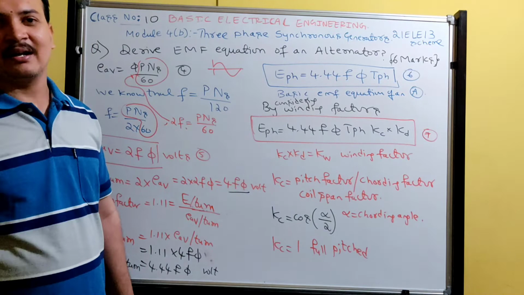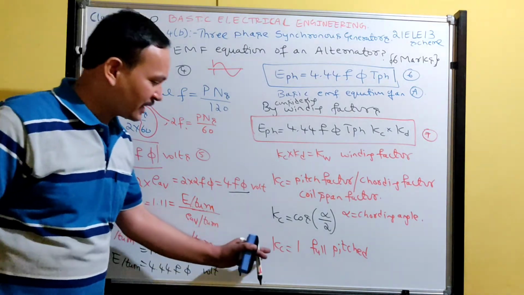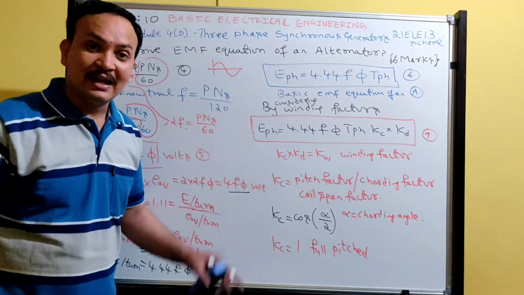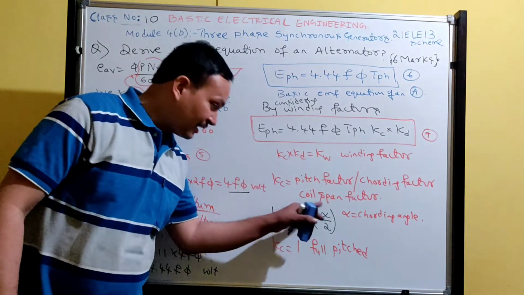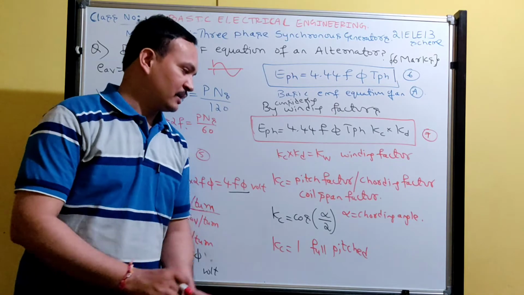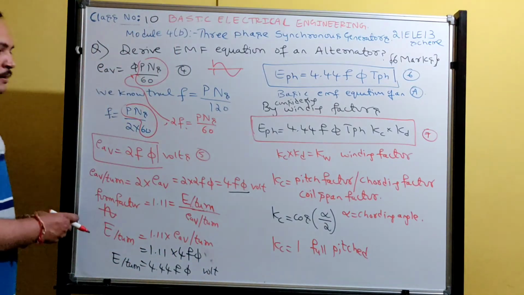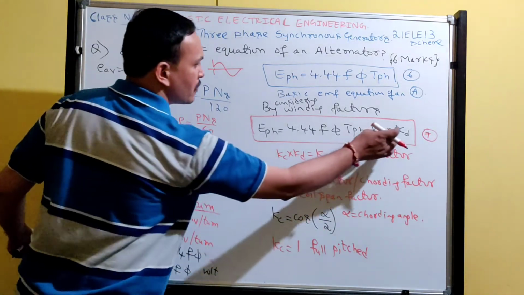At that time you take that value. When no data is given at all, you take full pitch only. Full pitch means Kc is equal to 1. Short pitch means you have to calculate Kc. For that you have to calculate alpha. Calculating alpha is again a higher level topic, that does not come for the first year curriculum. Got it guys? So Kc is understood. Now Kd.